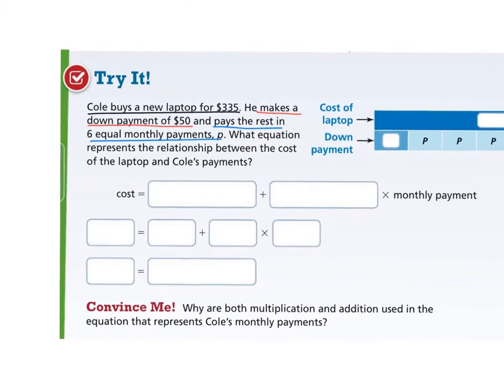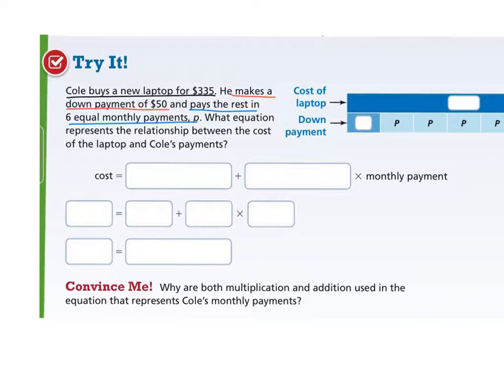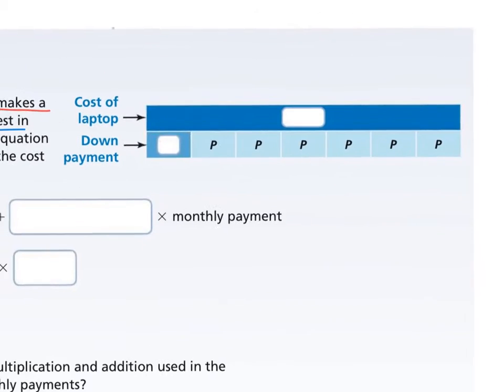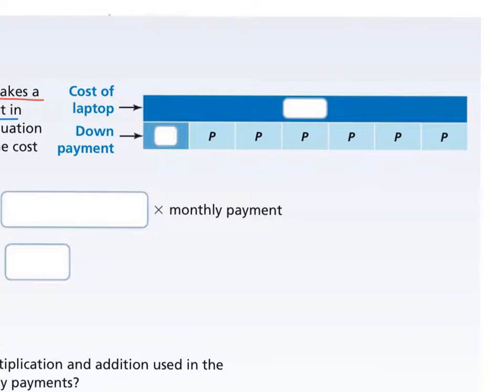So if we look at this, we can just make a general statement here. Well, first of all, if you want to look at the bar diagram, the cost of the laptop, they told us, was $335. And the monthly payments, you can see they're making the 6 equal monthly payments, P. And then besides that, they did their down payment of $50. So the bar diagram may be a good visual for you of what's happening on this problem.